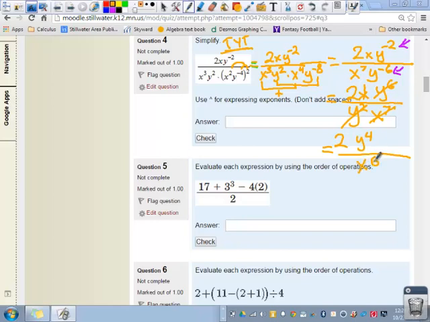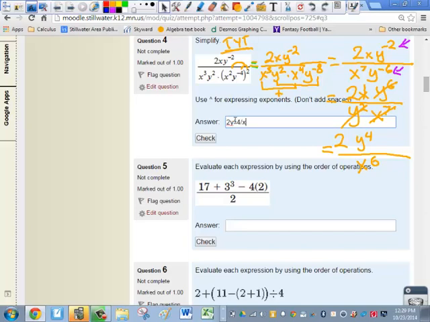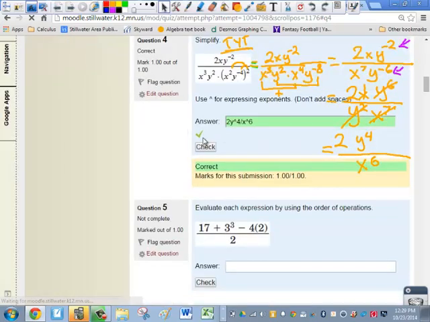So let's put this into our answer. Make sure we know how to do this. We're going to start by putting the top in. So you're going to put 2 y caret 4, divided by x caret 6. And let's check that, see if we did all right. Fingers crossed. These are always tough. There we go. So that's how you do a problem like that.